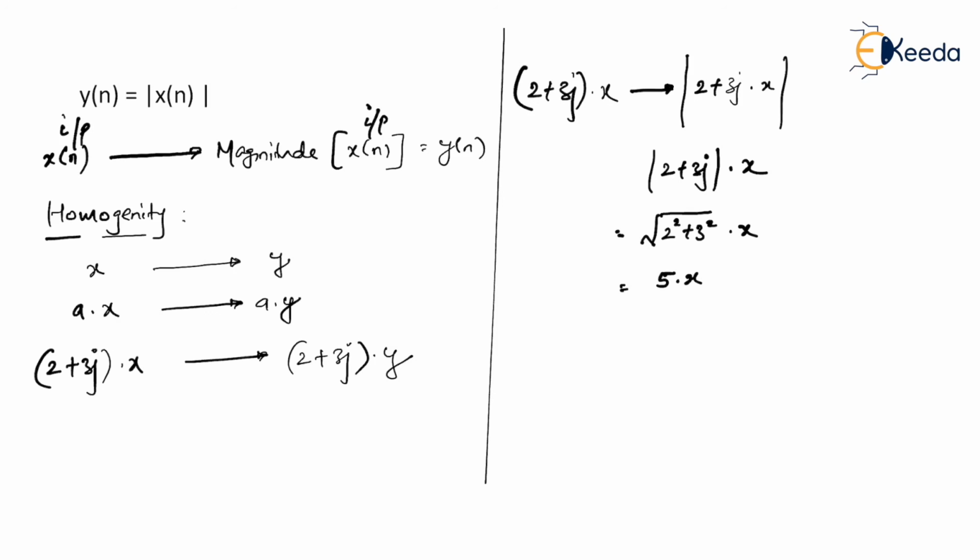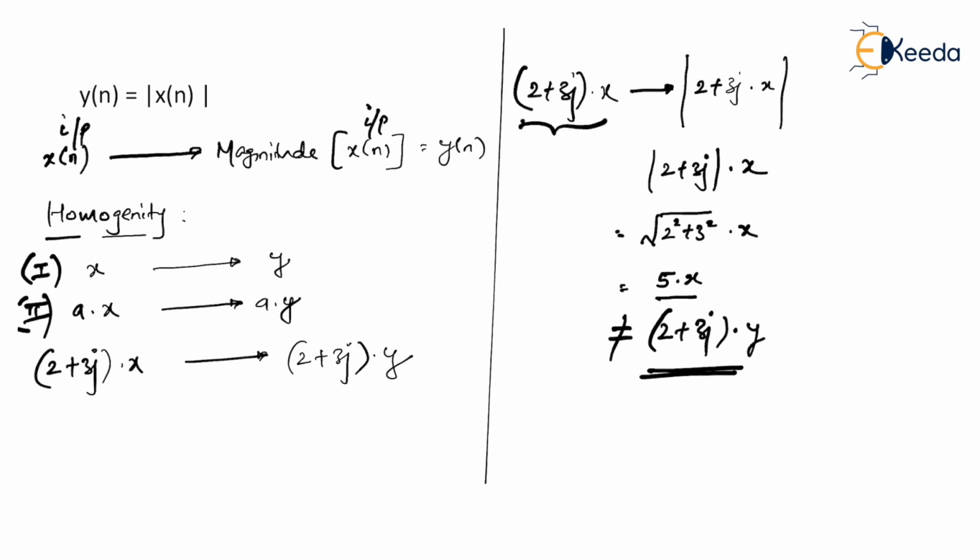Okay, so with 2 plus 3j times x, if you are getting 5 times x, then it is not equal to 2 plus 3j times y. Is that right? Therefore, since it is not so, it is not satisfying the homogeneity property, because we knew that for x, if you are getting y, I'm talking about case number 1, for a times x you're getting a times y, then 2 plus 3j times x must give you 2 plus 3j times y. But this is not happening, right?